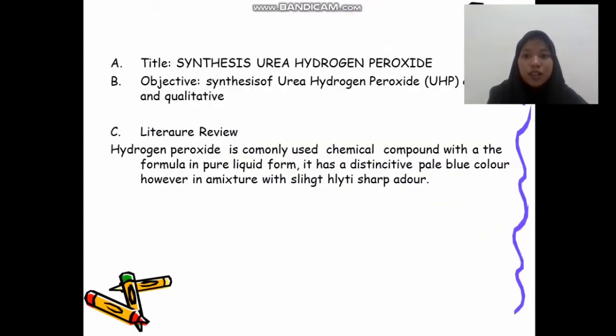The objective is the synthesis of urea hydrogen peroxide and a qualitative test. Literature review: hydrogen peroxide is a commonly used chemical compound with the formula H2O2 in pure liquid form. It has a distinct pale blue color, however in a mixture it has a slightly sharp odor.